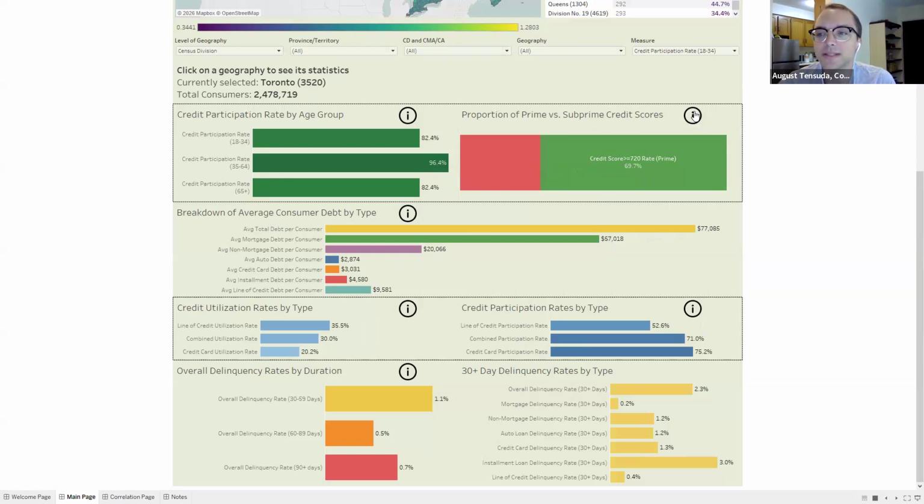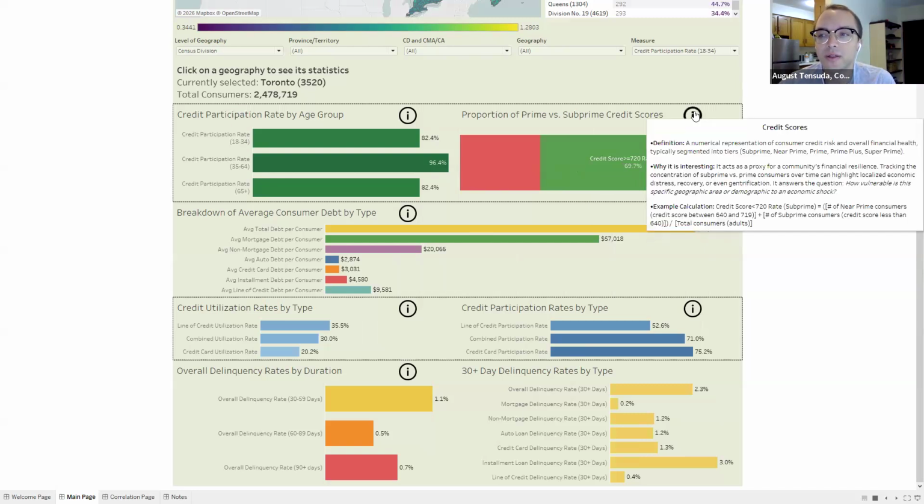is a numerical representation of consumer credit risk and overall financial health, typically segmented into tiers, so subprime, near prime, prime, prime plus, and super prime. If you look at the TransUnion data set, it actually breaks these out into those different prime groups. If you're interested in getting more detail, you can check out the data set, but we just chose to group them together into prime and subprime for this visual.